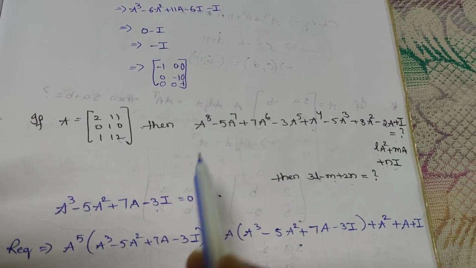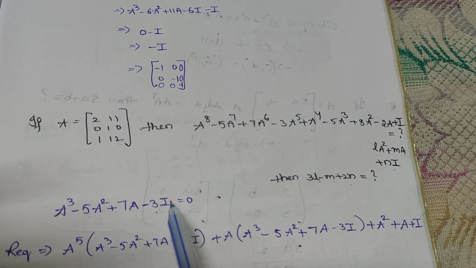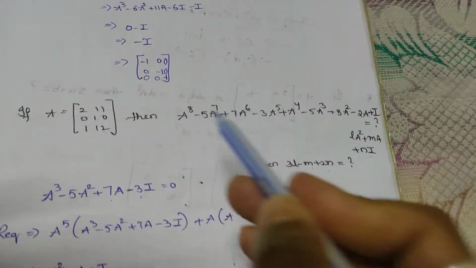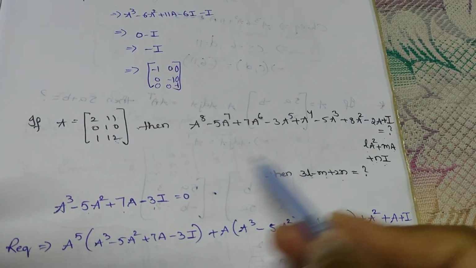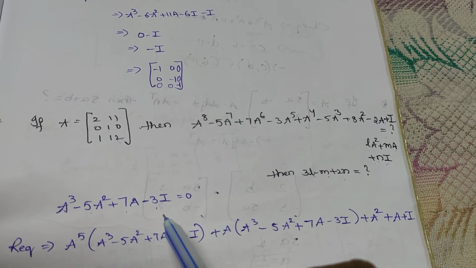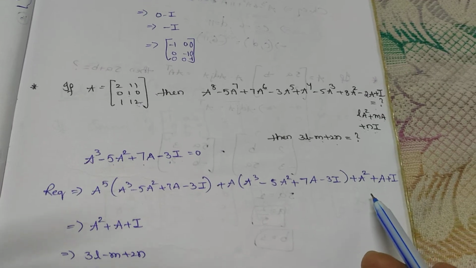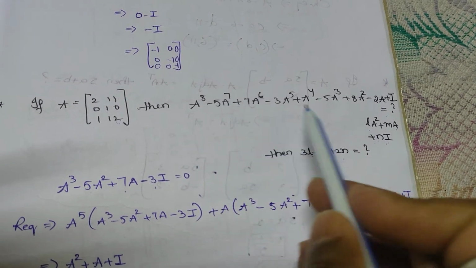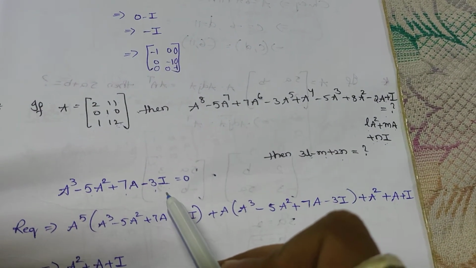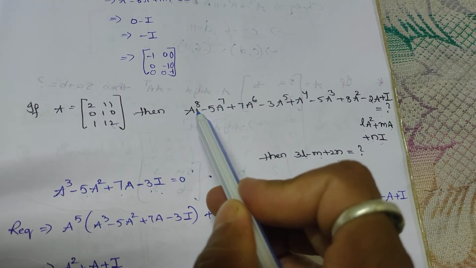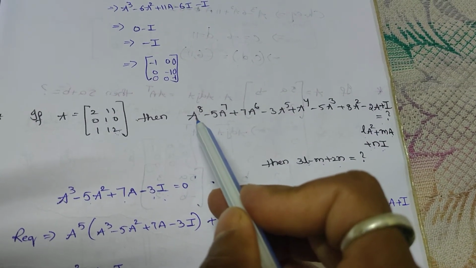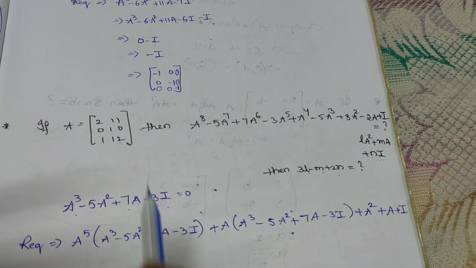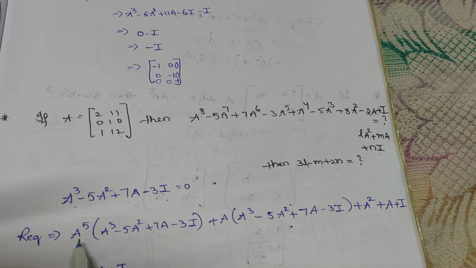Now you convert this entire expression in terms of this characteristic equation. In other words, how can you write this expression in terms of the characteristic equation? Here, what is the highest degree? A power 8. To get A power 8 from this A cube, how much do we have to multiply? A power 5. So multiply this total expression with A power 5.